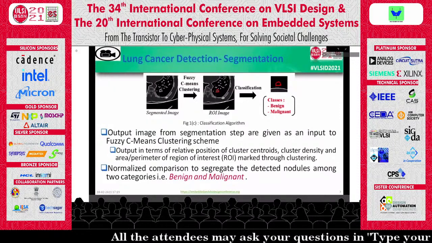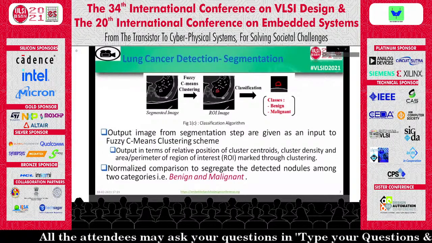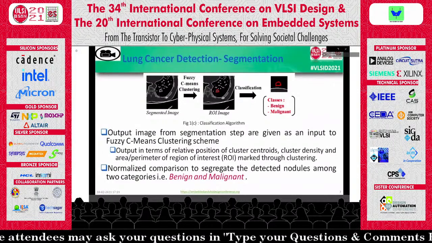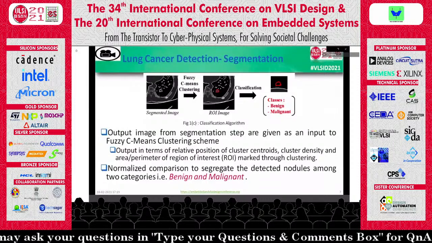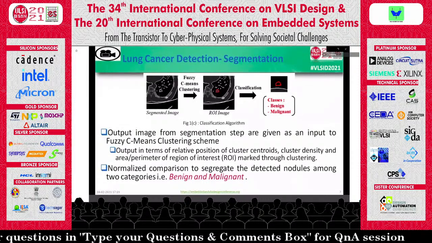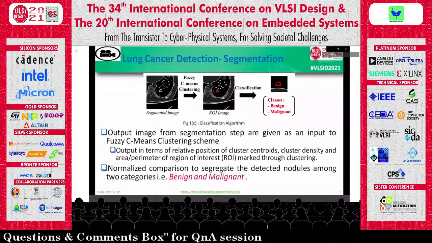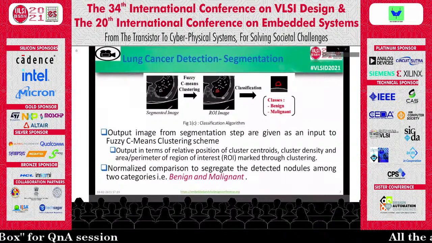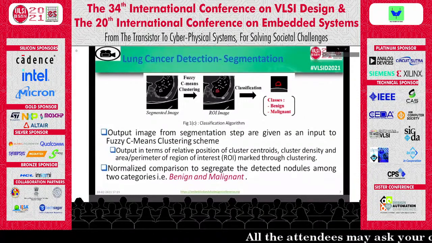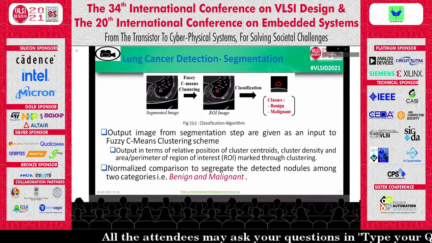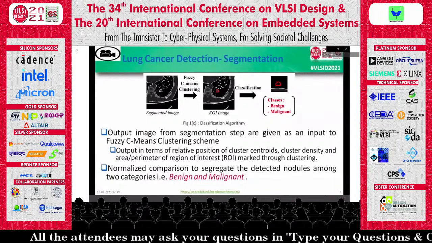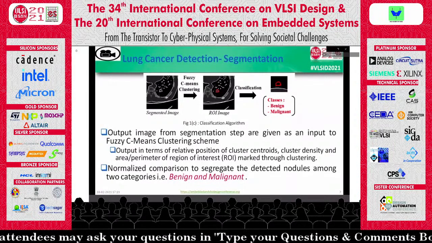The output image from the segmentation step is given as an input to the FCM clustering scheme, which provides the output in terms of relative position of cluster centroids, cluster density, and the area or parameter of the region of interest, which we call the ROI, marked through the clustering. Further, we use a normalized comparison to segregate the detected nodules into two categories, benign and malignant. These parameters for the classification are configurable in software implemented code, and can be modified based on the application requirement.